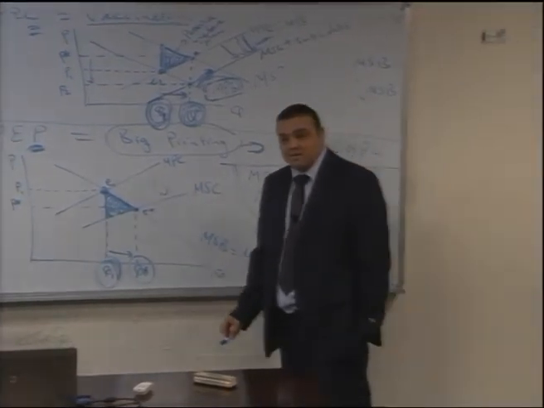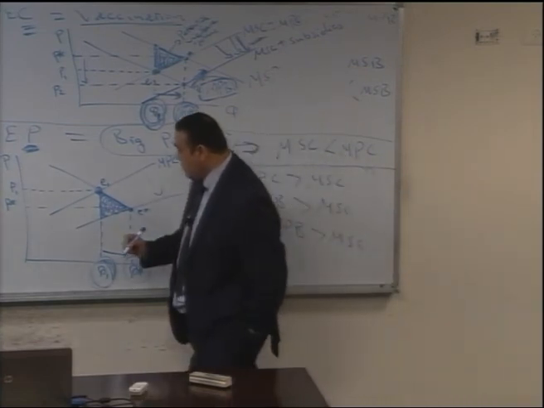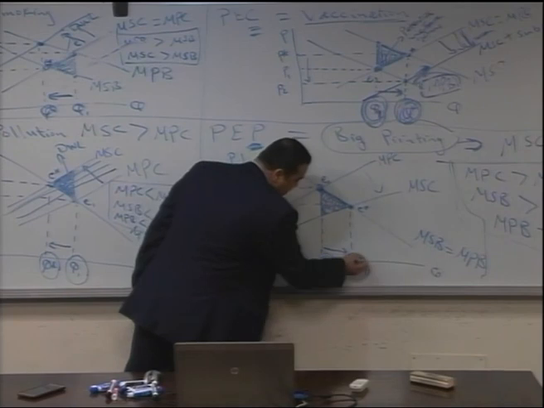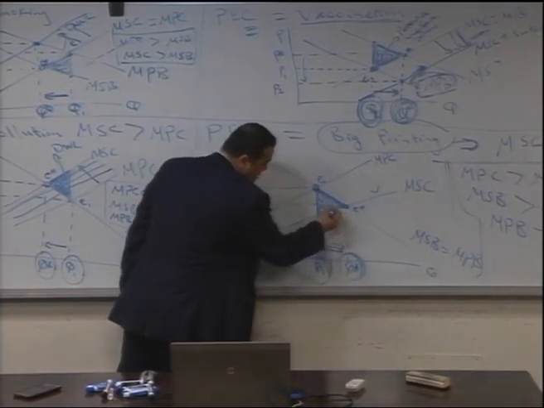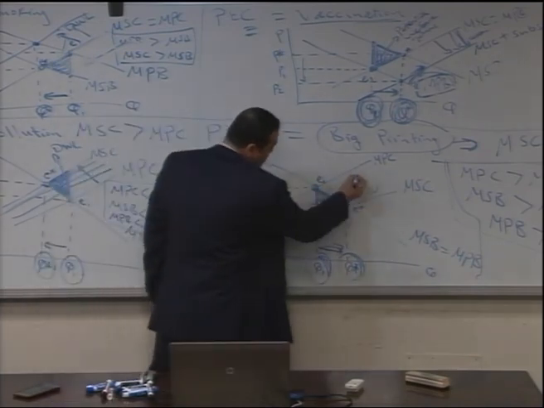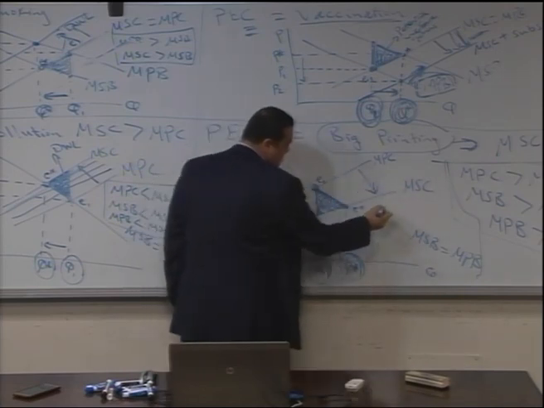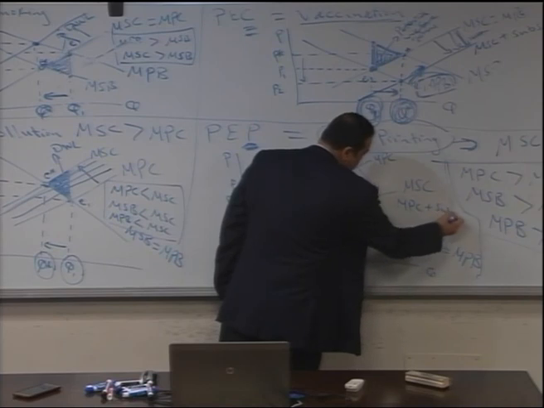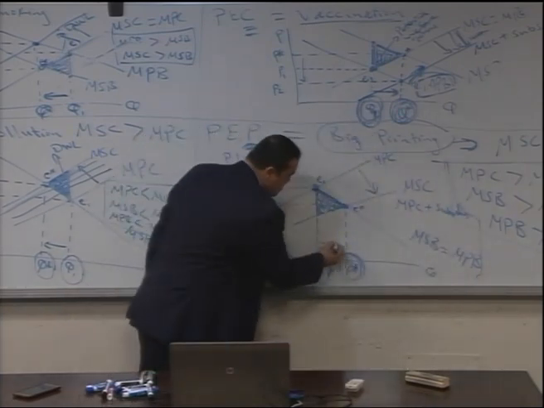So here the new equilibrium, or the number of skilled workers will increase. And this is the new equilibrium. So the cost here, the marginal social cost, equals the marginal private cost plus subsidies. Quantity will increase.